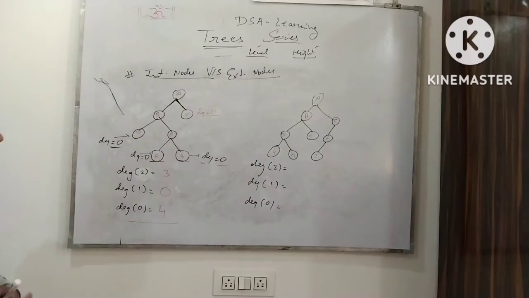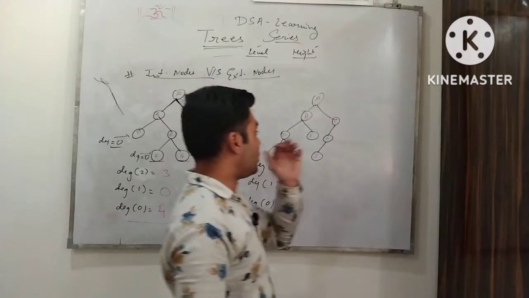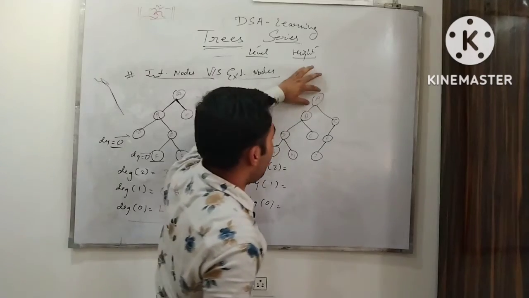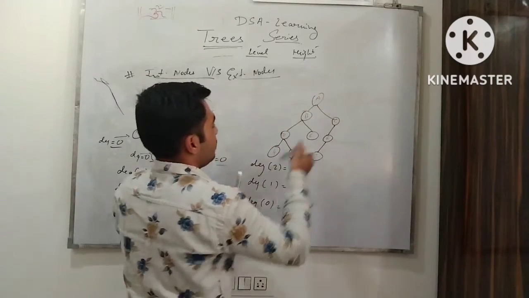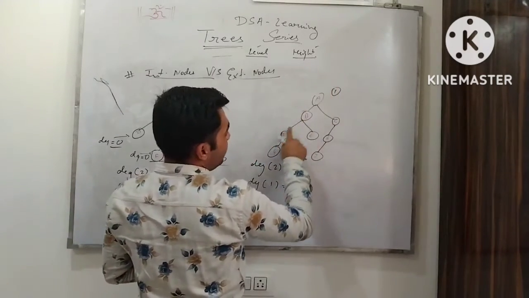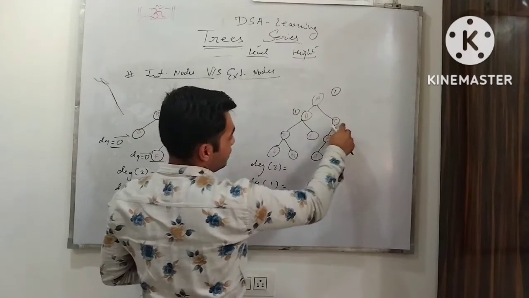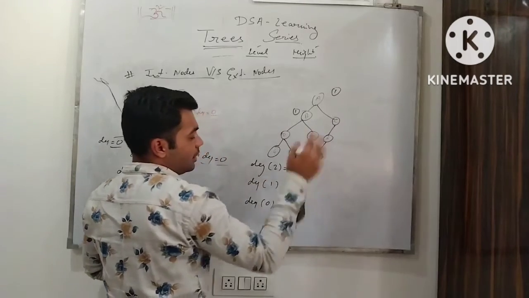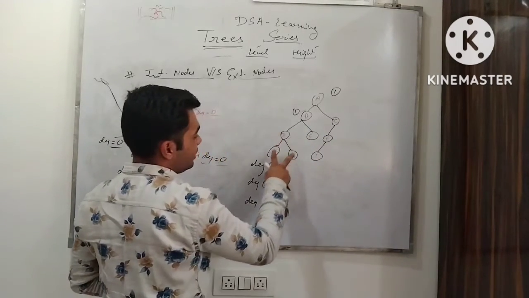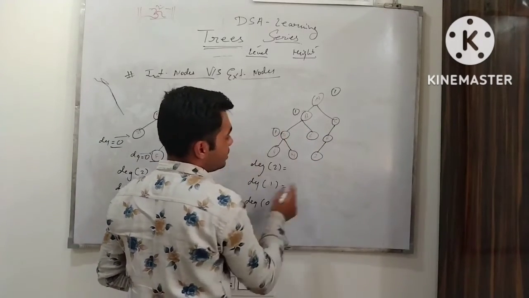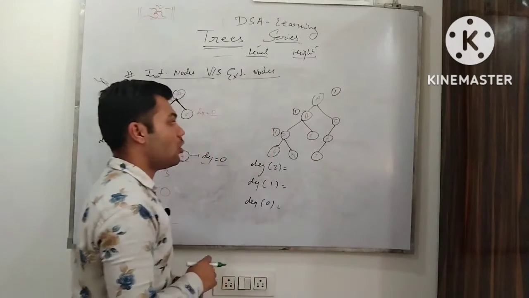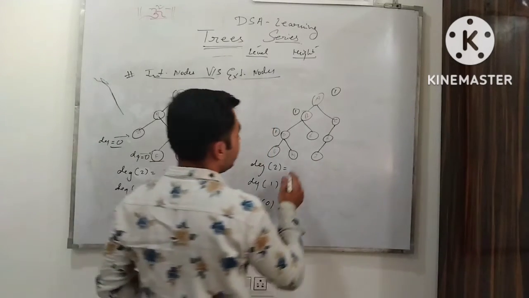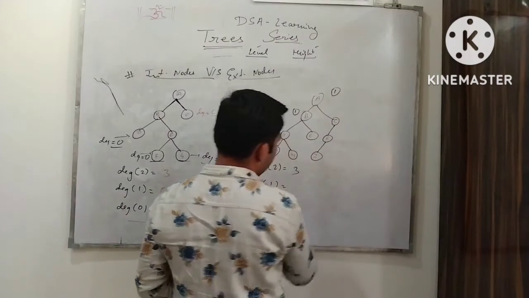Without wasting our time, we will find the number of nodes having the degree 2. A has the degree 2, one node is here. B has the degree 2, one node is here. C has the degree 1. Next, D has the degree 0, and E is a leaf node. So how many nodes have the degree 2? 1, 2, 3. So the answer is 3.